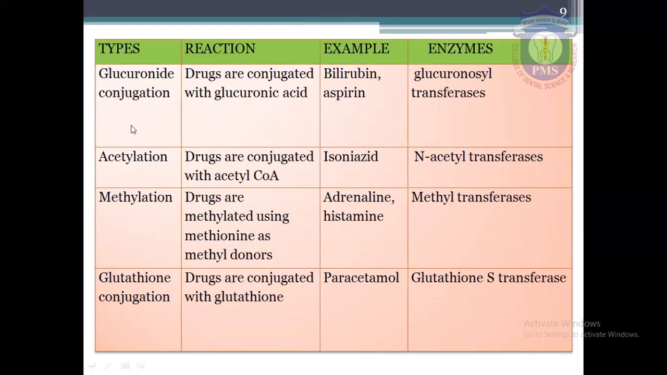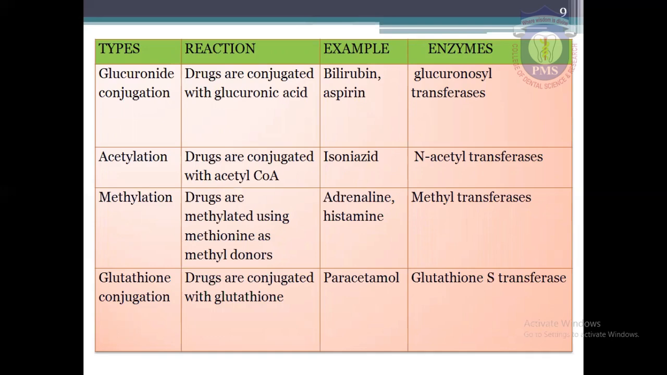In glucuronide conjugation, the drugs are conjugated with glucuronic acid. Examples are bilirubin and aspirin. The enzymes involved in this type of reaction are glucuronide transferases. The second one is acetylation reactions. The drugs are conjugated with acetyl coenzyme A. An example is isoniazid. The enzymes involved in this type of reaction are N-acetyl transferases.